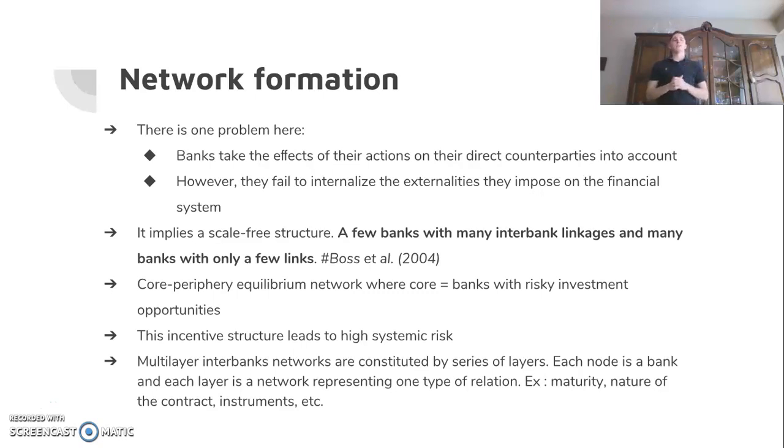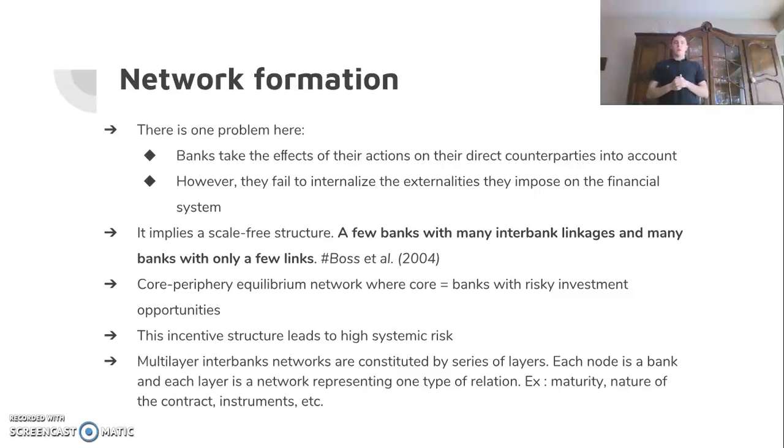Banks take the impact of their actions on their direct counterparties into account, but fail to internalize the externalities that they impose on the rest of the financial system. It can lead to an overlending in equilibrium. The structure that we've just seen here may imply a scale-free structure. It means that it might not be representative. Indeed, we have a few banks with many interbank connections, and many banks with just a few links.